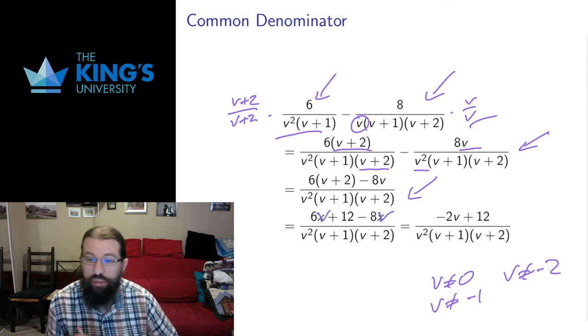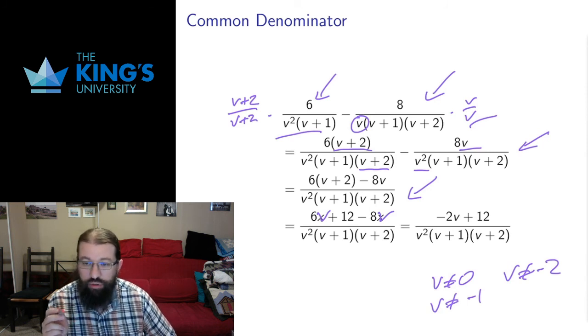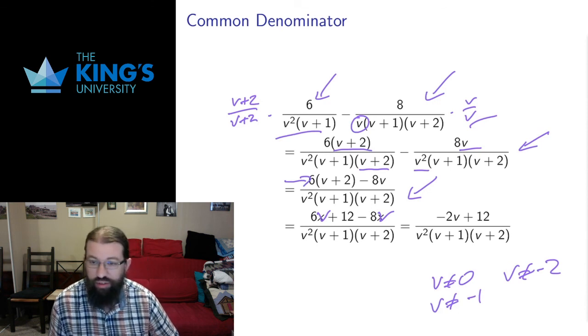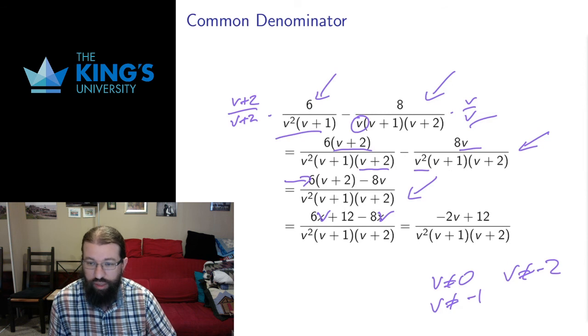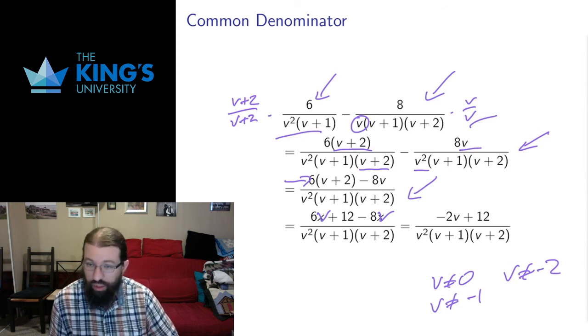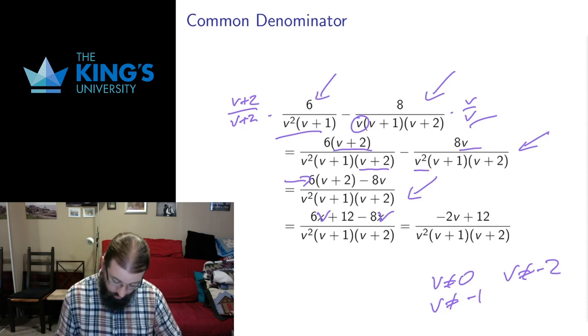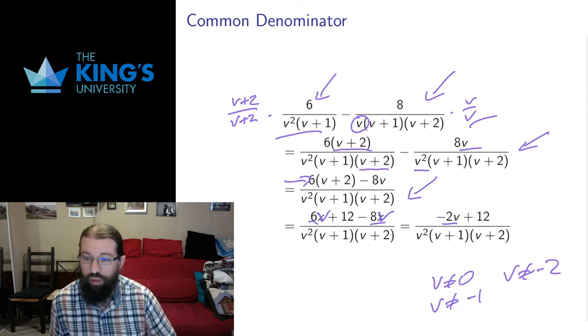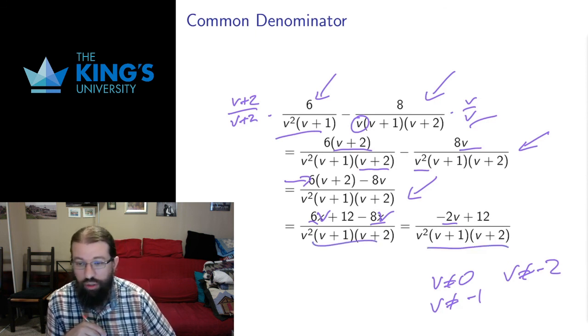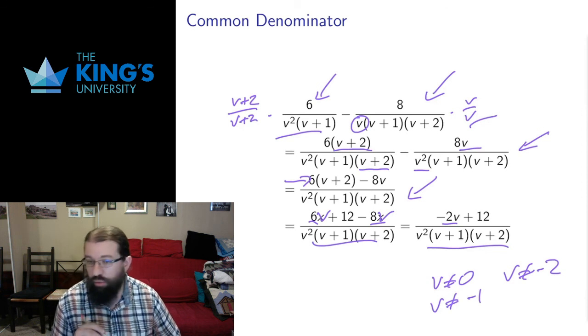Somehow I've got x's in here, but let's pretend those are v's. So I've got 6 times v plus 2 minus 8v, and then I can simplify. I could leave this as it is in this third step, but I could simplify a little bit by distributing the 6 in and seeing what happens. So 6 times v plus 2 is going to be 6v plus 12 minus 8v, and so 6v minus 8v is going to be negative 2v, and then the plus 12 is there. And through all of that, the denominator doesn't change. Once I've set the common denominator, it's going to remain as it was.